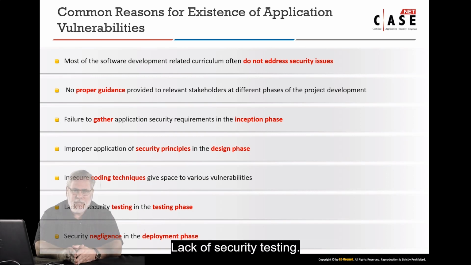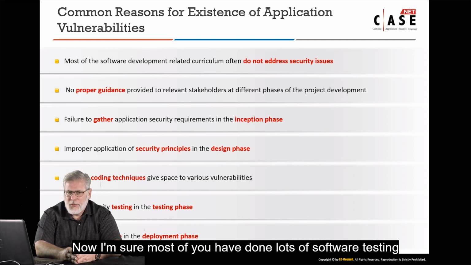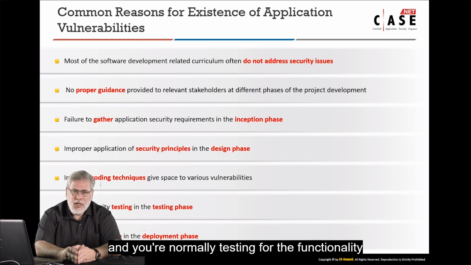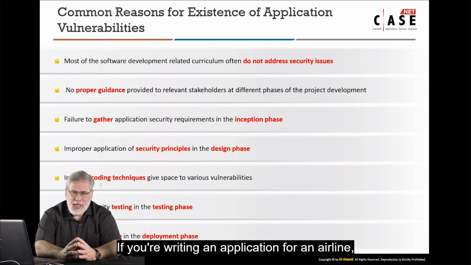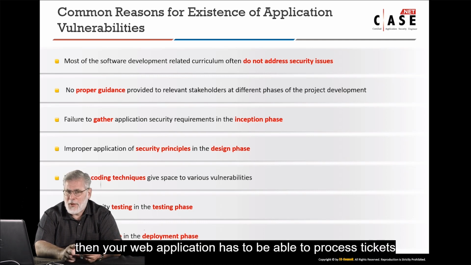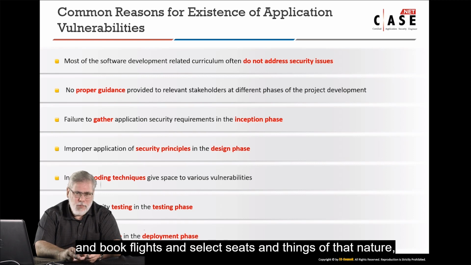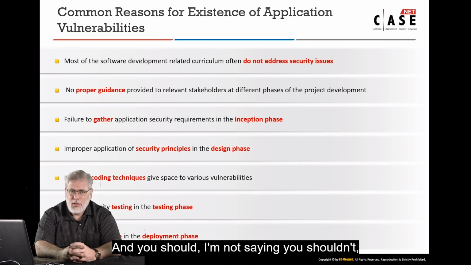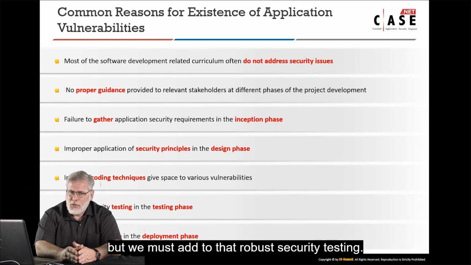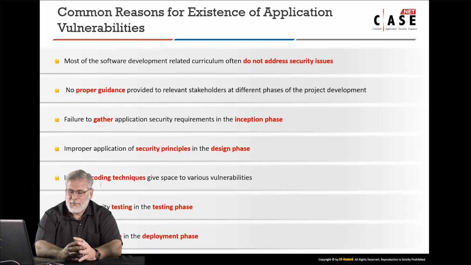Lack of security testing. Now, I'm sure most of you have done lots of software testing, and you're normally testing for the functionality that your application was supposed to provide. If you're writing an application for an airline, then your web application has to be able to process tickets and book flights and select seats and things of that nature. And that's probably what you test for. And you should. I'm not saying you shouldn't. But we must add to that robust security testing.